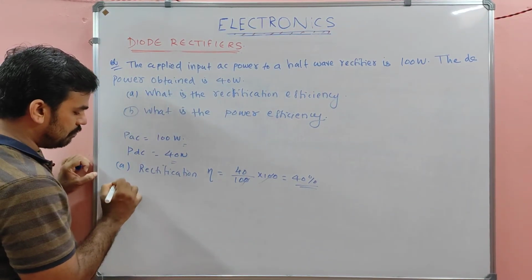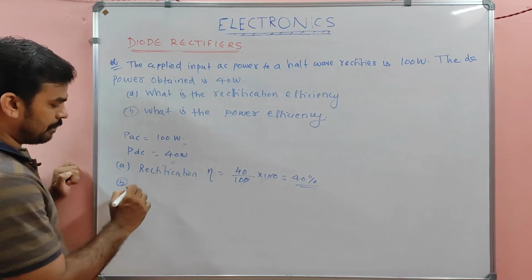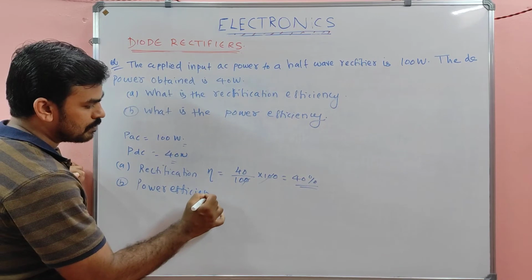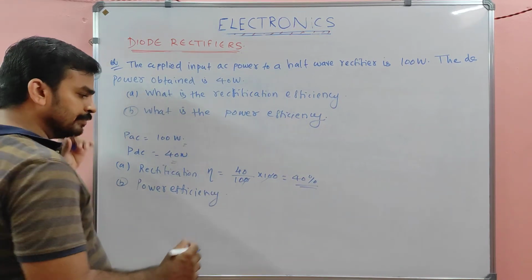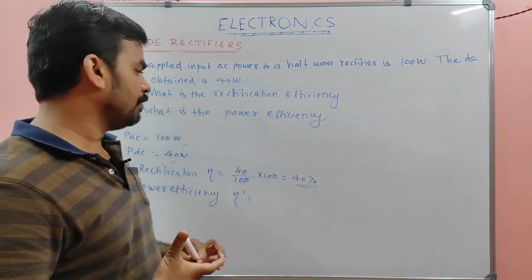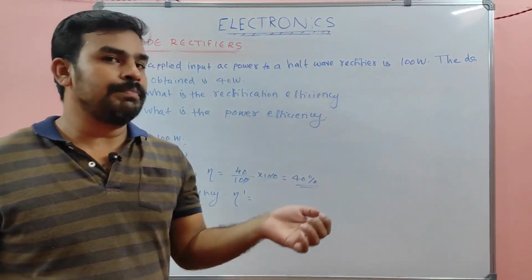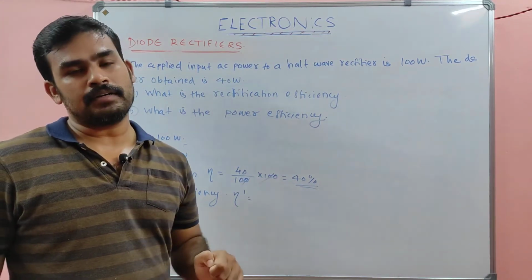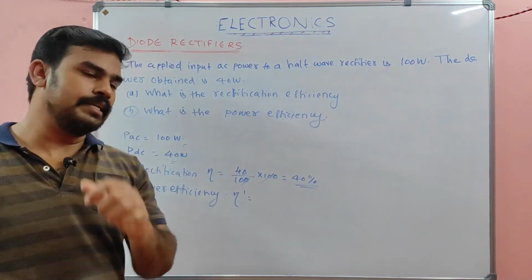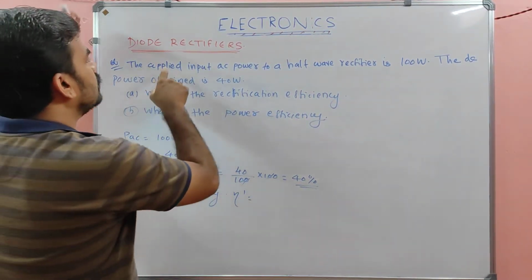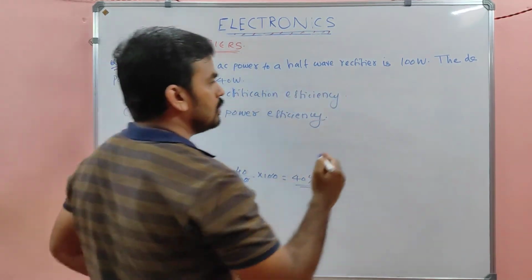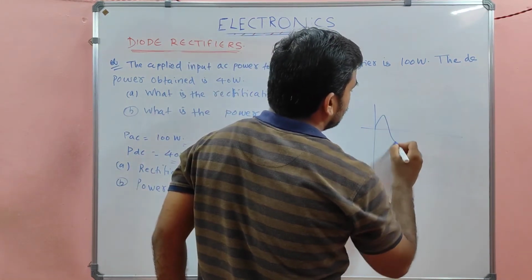Next, efficiency is very important, which is nothing but, my dear, power efficiency. Okay, let it be eta dash. So the term power efficiency is nothing but, my dear, again the output power to the input power. Okay, but the powers are slightly different. I will tell that. See, my dear, the applied input AC power to a half wave rectifier is 100 watt. That means we are applying this much power, my dear.